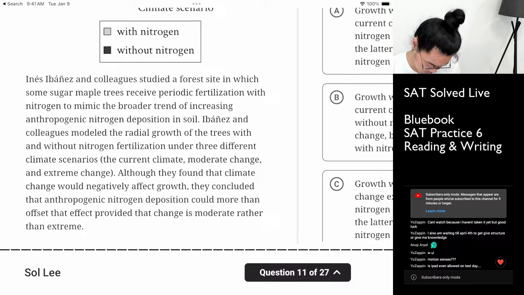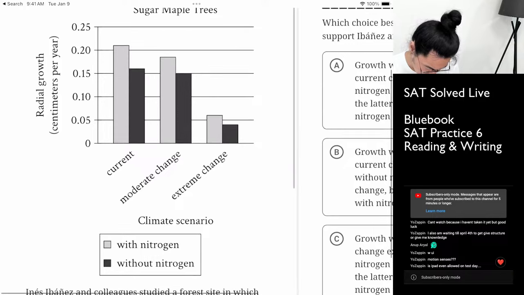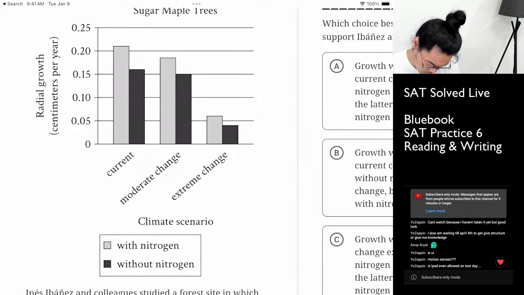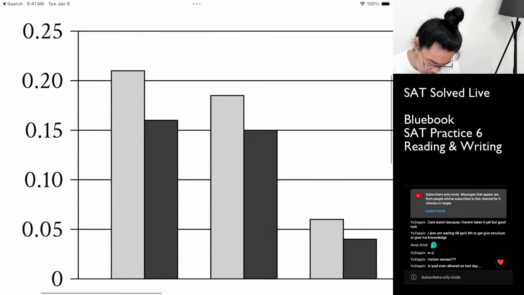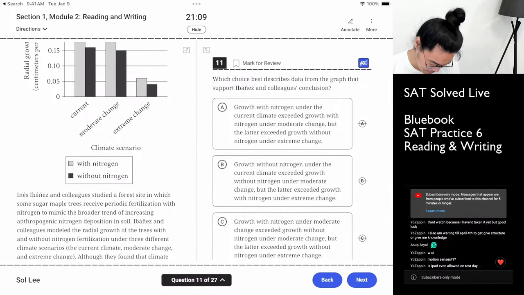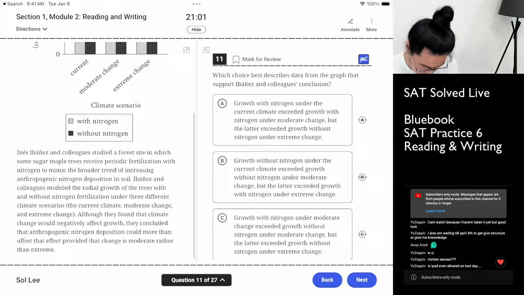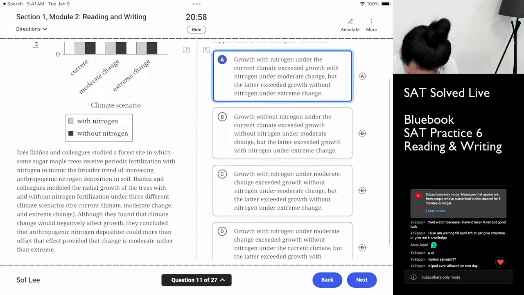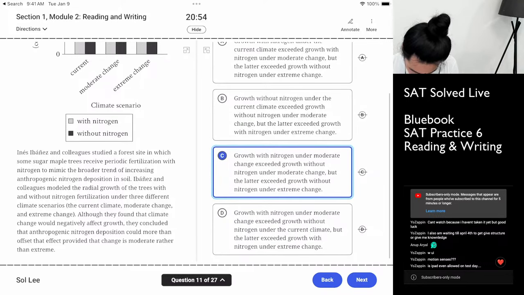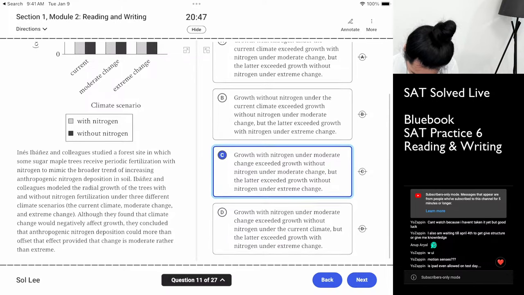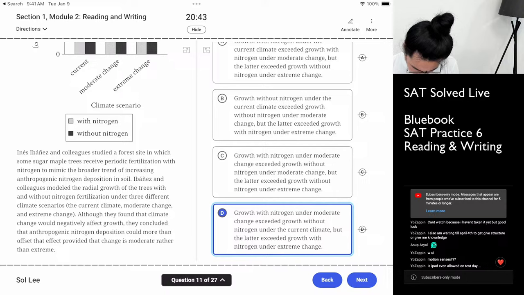Okay. And that effect provided moderate could more than offset that effect. Oh, that's interesting. Can we offset the effect? Oh, this is without nitrogen, and then this is with nitrogen. Ooh, tricky, tricky. Yeah. With nitrogen, moderate beats without nitrogen current. With nitrogen moderate exceeds growth without nitrogen, with nitrogen under moderate exceeded growth without nitrogen, but the latter exceeded growth with nitrogen under.